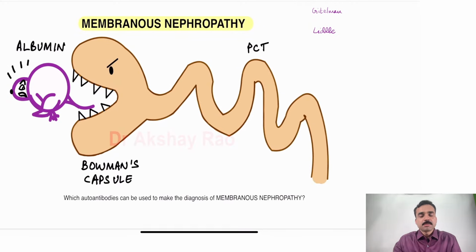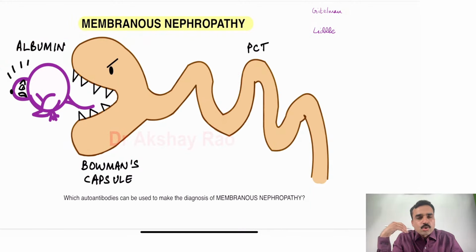But for your INI exams, diagnosis requires biopsy. You want to reveal the spike and dome pattern, membranous nephropathy. Okay, but which is the antibody that is associated with membranous nephropathy? This was asked by Ranjana ma'am in her prepathon just a couple of days back also. So why I have shown this is, so this is the glomerulus trying to eat up the albumin.